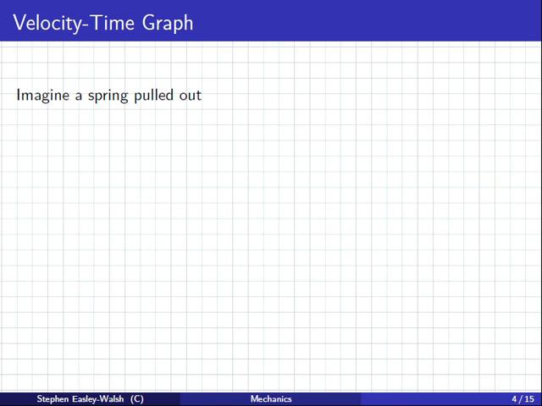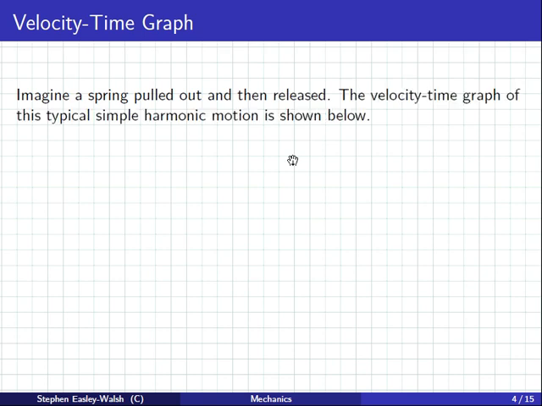So imagine a spring pulled out and then released. Before I show you, I'd like you to try and draw what you think the velocity time graph would look like. So if you take a spring and you pull it out and you release it, what might the velocity time graph look like? I wonder if you could picture what it would look like. Try drawing it. If you pull the spring out and you let go and it starts to move, what would the graph look like, velocity time graph? Let's see what you can come up with. Sketch it in.